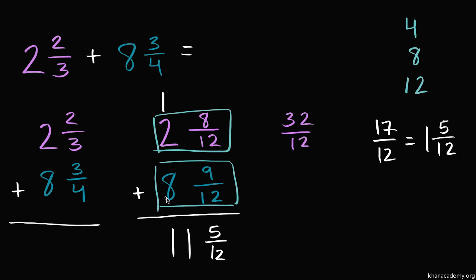And I could rewrite this bottom mixed number as, let's see, 8 is how many 12ths? That's going to be 96/12 plus another 9/12 is 105/12. If what I just did looks a little bit confusing, you should review the Khan Academy videos on converting mixed numbers to improper fractions or vice versa. But now I could think about adding these two. And what would I get? I would get 32/12 plus 105/12, which would be what?